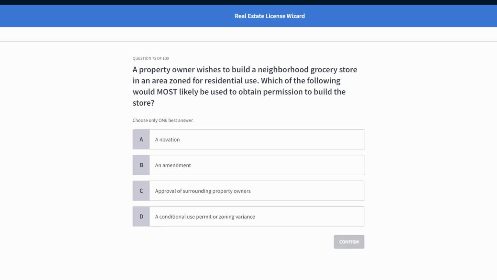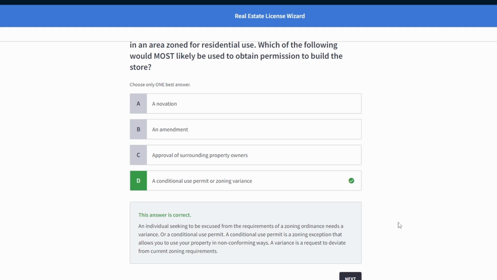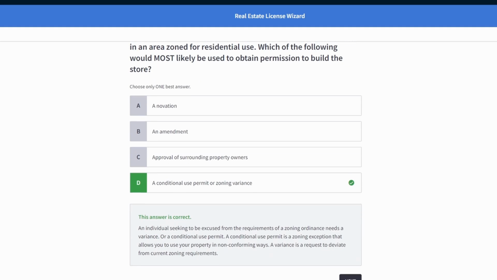All right, we talked a little bit about this one already. We had a question that was a bit similar, so I'm not going to get too much into this, but the correct answer for this one is going to be D, a conditional use permit or zoning variance. So once you want to be excused from these requirements of zoning, you need a zoning variance. Essentially, you need that to do what you want to do. I'm not going to explain too much because we already talked about that.